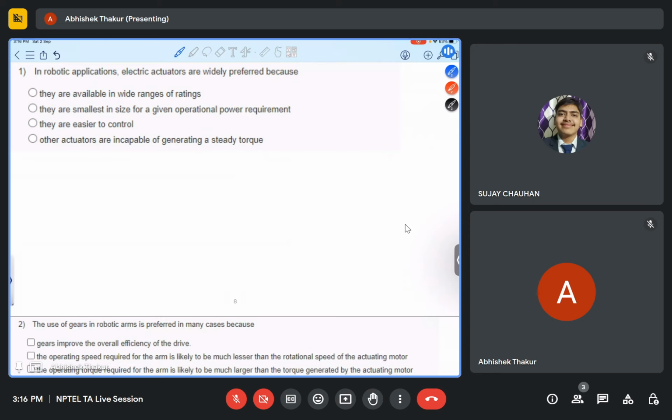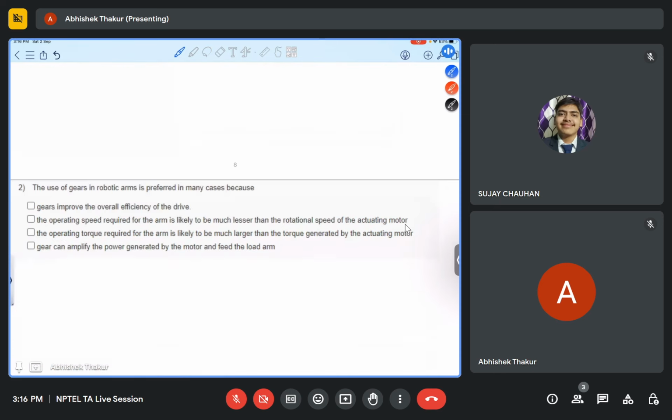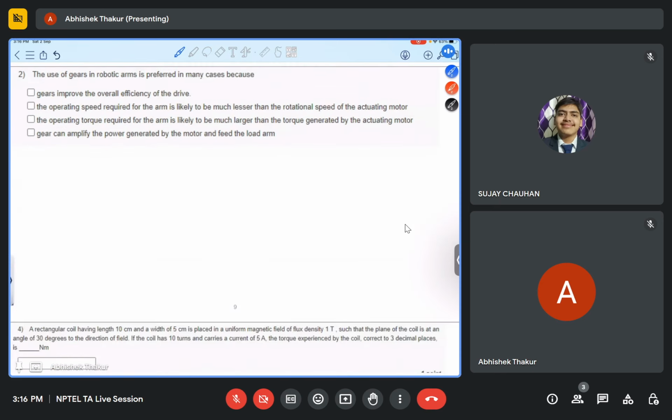In the first question, it is asking: in robotic applications, electric actuators are widely preferred because... we all know that electric actuators are easier to control. So the correct option is option C. These are all just theoretical questions. If you have just listened to the lecture, you can easily solve them.